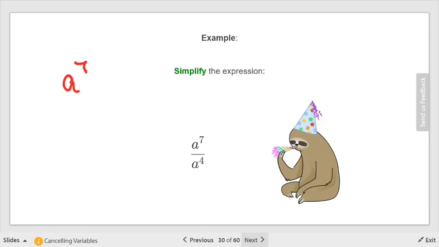So I have a to the 7 divided by a to the 4th. That's just a division problem, isn't it? Yes. Okay, divide it. So that becomes a to the 7 minus 4, which is a to the power of 3. I know. That's so confusing. Wait, can you explain that, please? Remember that when you're dividing powers with like bases, you keep the base, and what do you do to the exponents? Subtract them. That was yesterday's lesson.